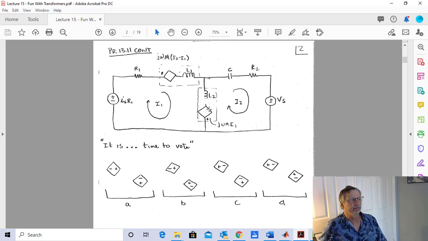Now let's look at this one. For this source, I1 is entering the dot of L1. Therefore, it's going to make the dot of L2 more positive. So I'm going to say that I've got a plus to minus. Again, I1 enters the dot of L1. Therefore, the induced voltage will be positive at the dot of L2. You notice I'm using the definition of dots that I gave you in chapter 13 and is written in the book. So I'm seeing a plus to minus here. So before we said it's going to be C or D, and I'm going to go with C.